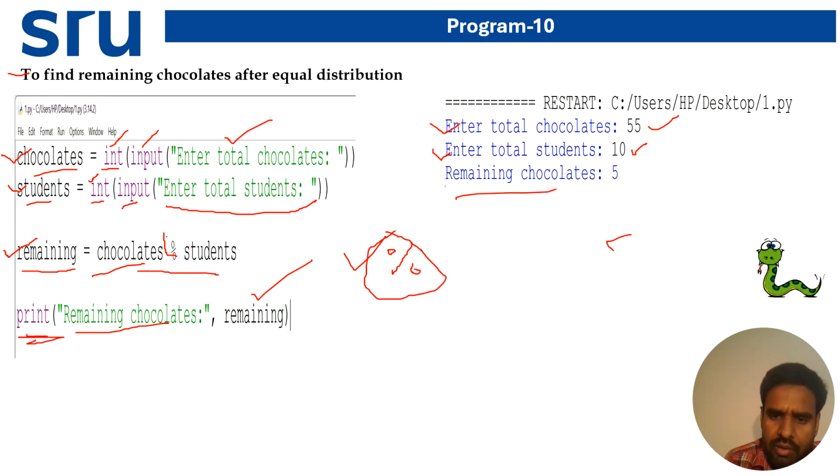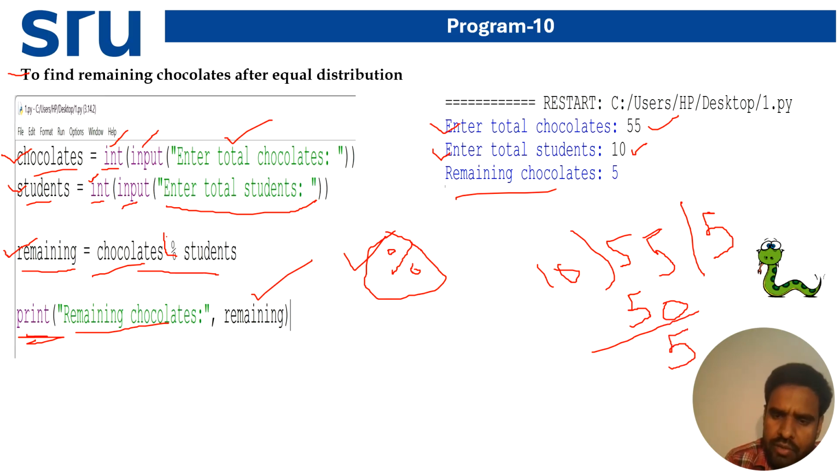So what is the chocolate? The chocolate is 55. Now we are going to divide this by 10. If you divide by 10, it will give 5, and it will come as 50 here. And now how many remaining? 5. Means per student, he or she will receive 5 chocolates. How many chocolates remain after distribution? Only 5 chocolates remaining. So by the remainder we can calculate the remaining chocolates.